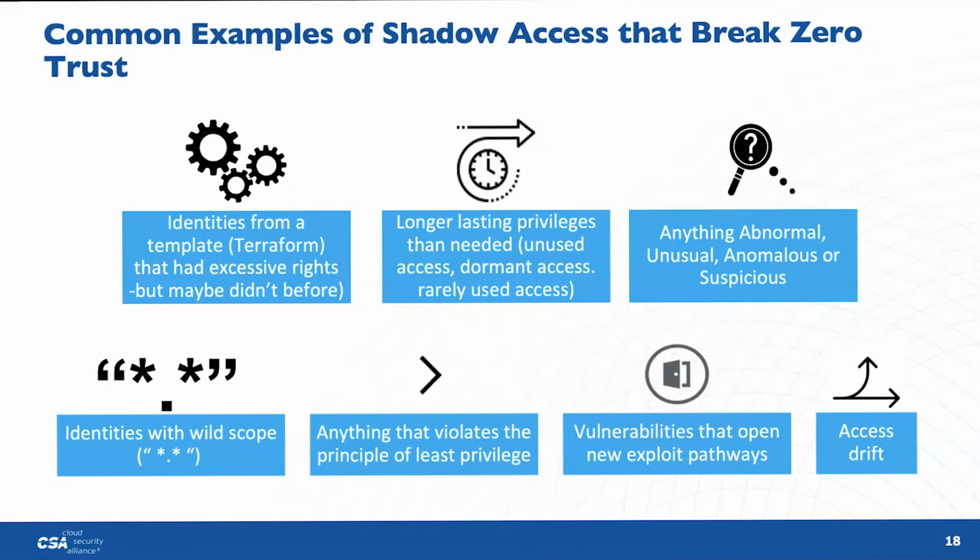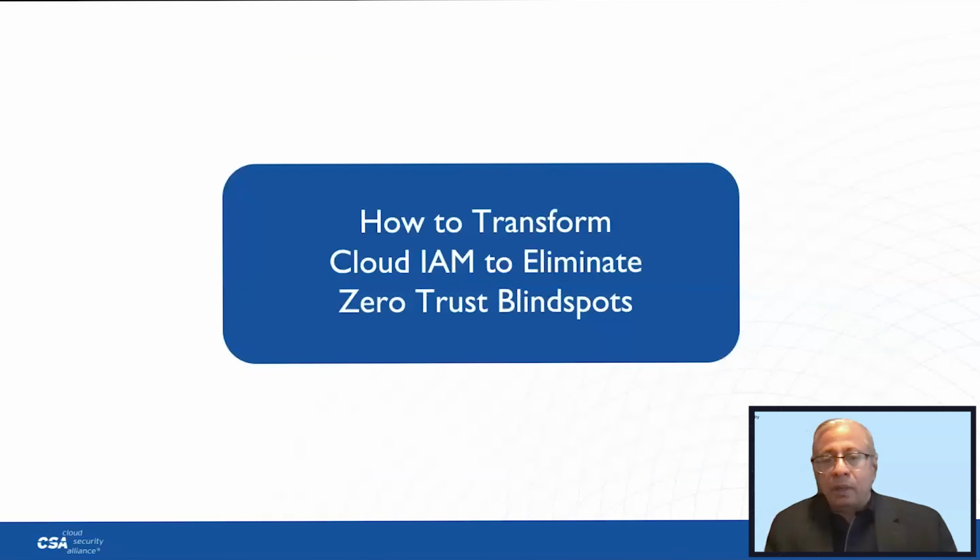Access drift. This is the common case where access is given, now it's accumulated, it's drifted from the original intention. That creates a lot of shadow access. So all these are very day-to-day, practical examples of shadow access that break zero trust. So how do you transform the cloud IAM to eliminate zero trust blind spots? This is the topic that really is the last part of the session.